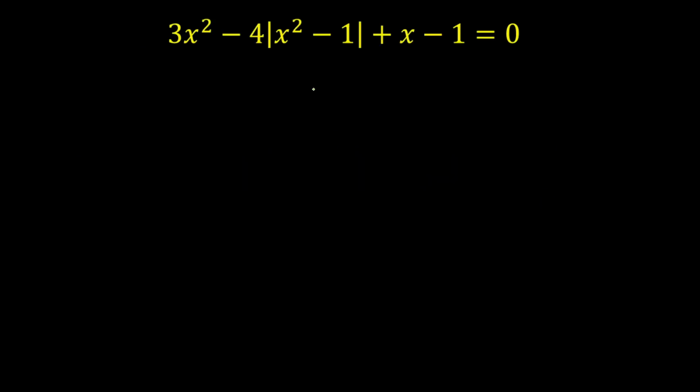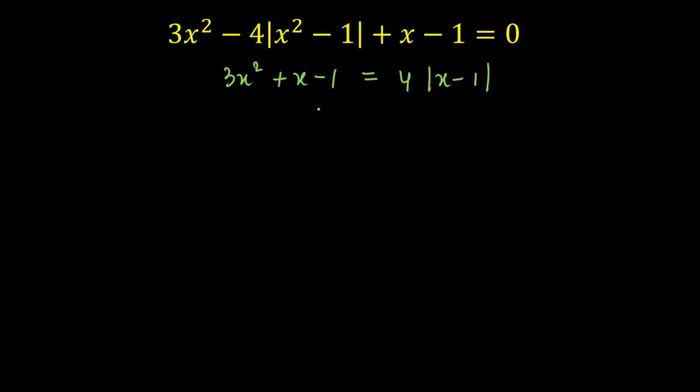Now to calculate the number of real solutions to this equation, we can do two things here. So there are two methods. First one is we can divide this into three cases, but that will take some time. The second method I prefer personally. So I'll write this given equation as 3x square plus x minus 1 will be equal to 4 times mod of x square minus 1. Since they are asking the number of solutions, I personally use this method.